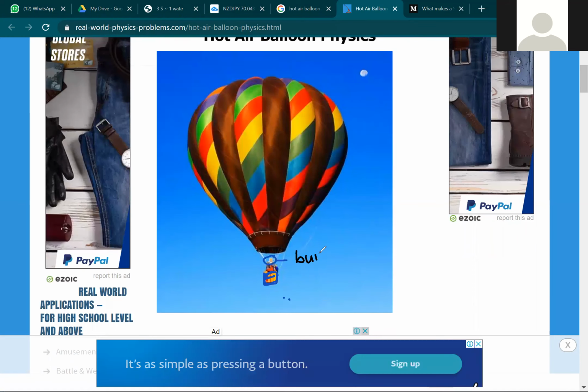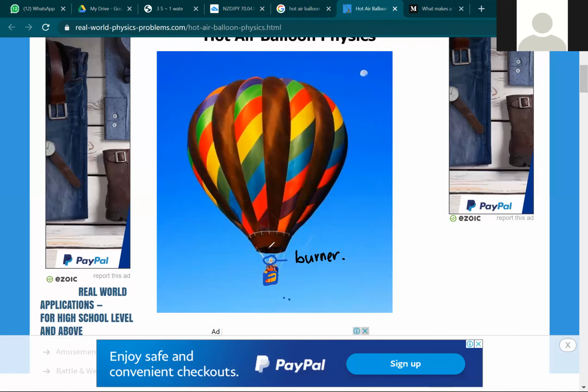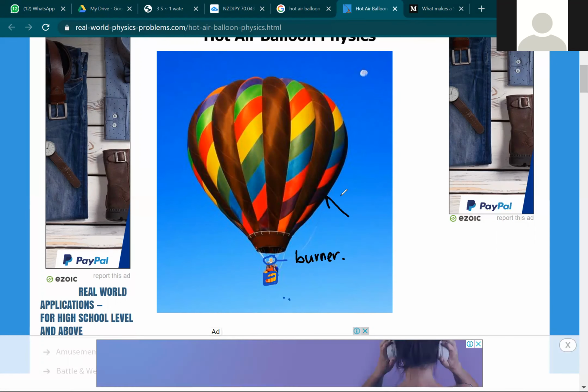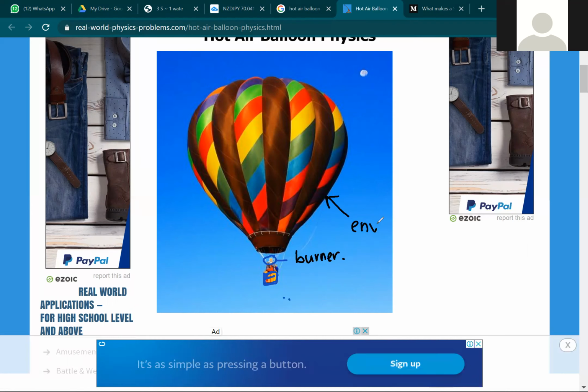Here is a burner. This burner keeps the air in the envelope. This very big thing is what we call the envelope. It encloses the gases inside. So this burner is to heat up the air inside the envelope. So these are the three simple structures.